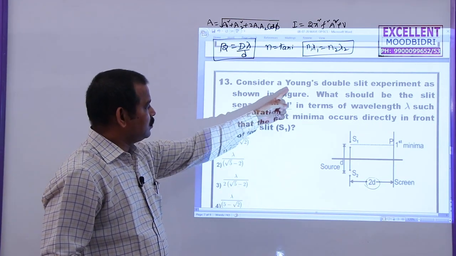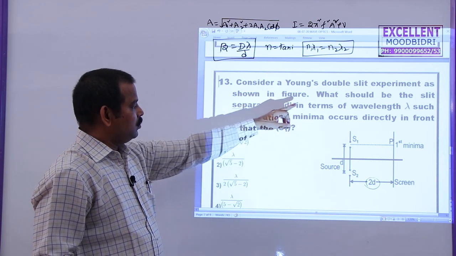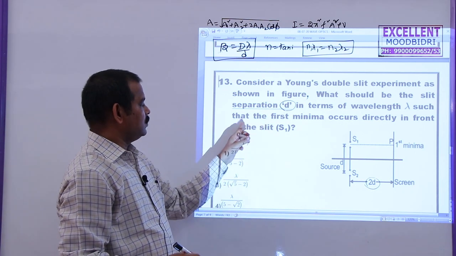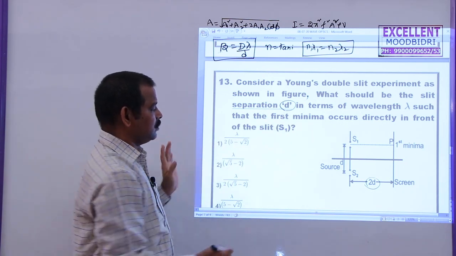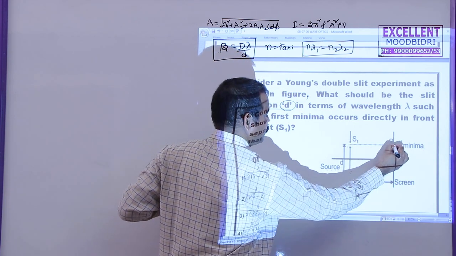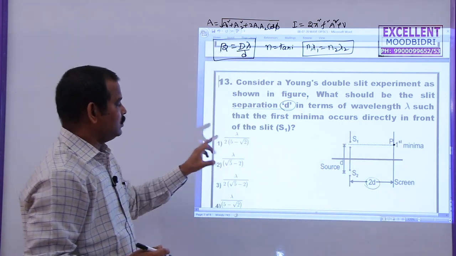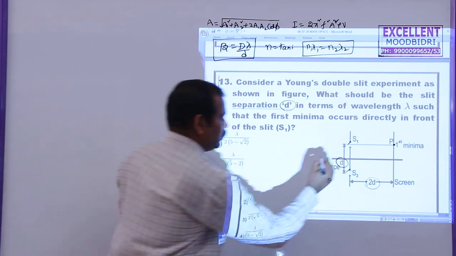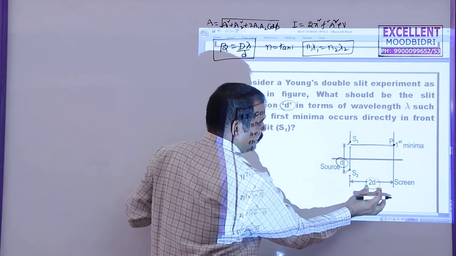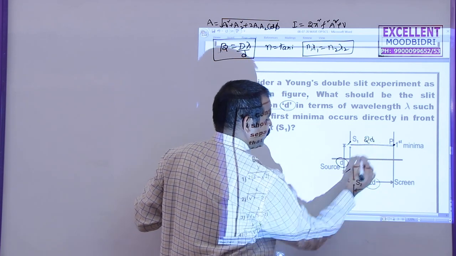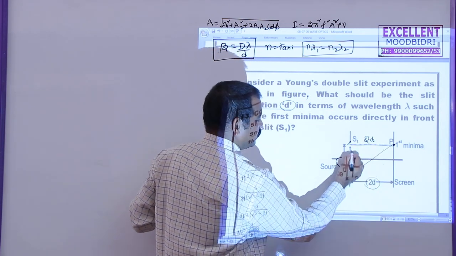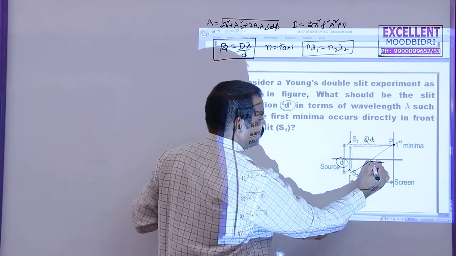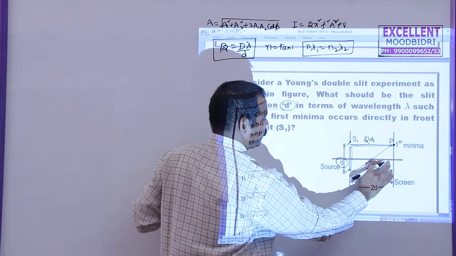13. In Young's double slit experiment as shown in figure, what should be the slit separation small d in terms of wavelength such that the first minima occurs directly in front of the slit S1? So in front of S1 the first minima is produced. What is the distance between the two slits? That is small d. Remember students, this is a capital D, but in this problem it is given as 2d, and this will be root over d square plus 2d whole square, 4d square, root 5d.